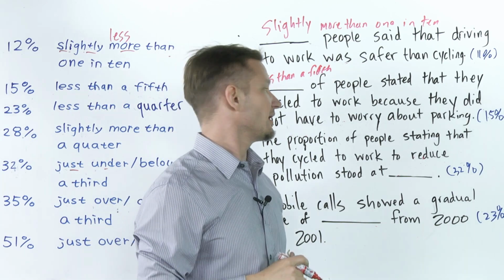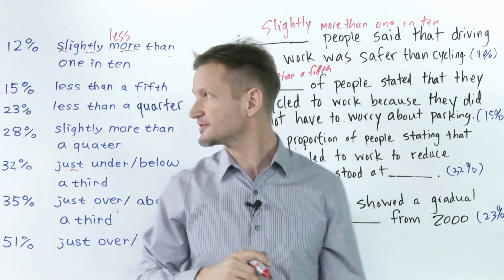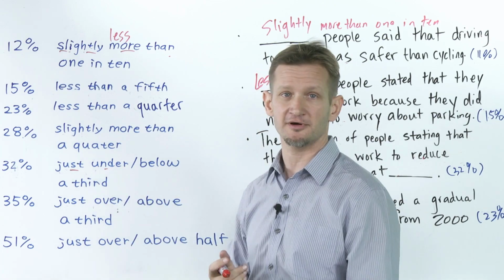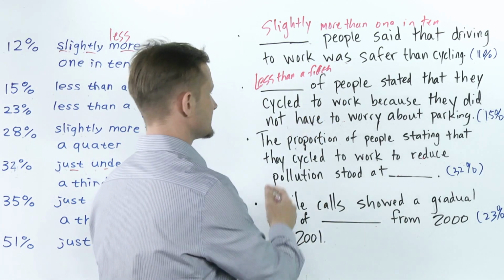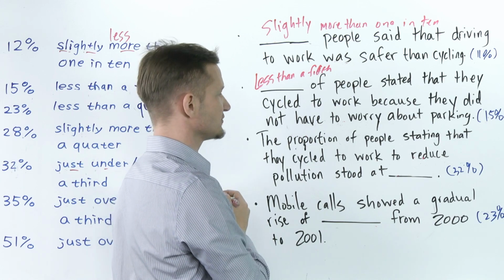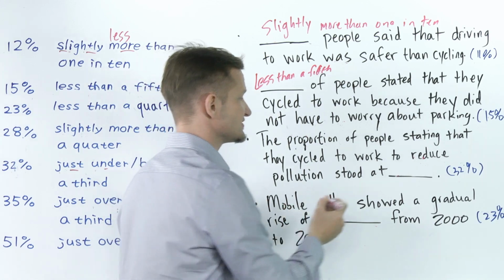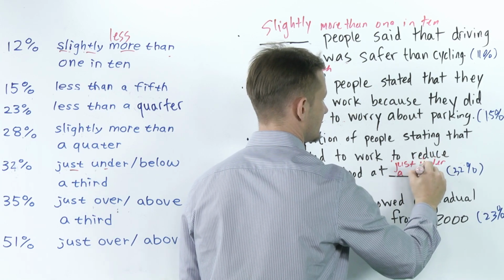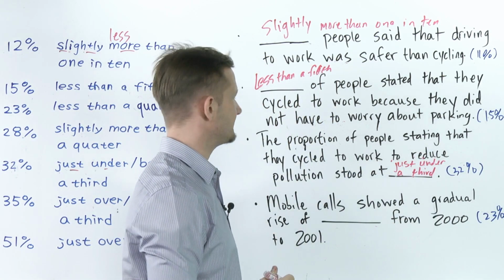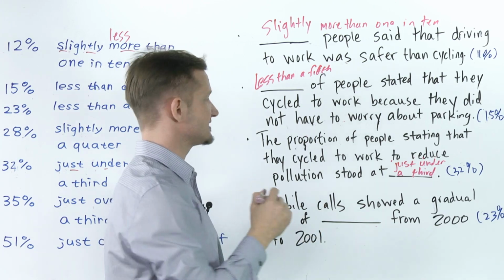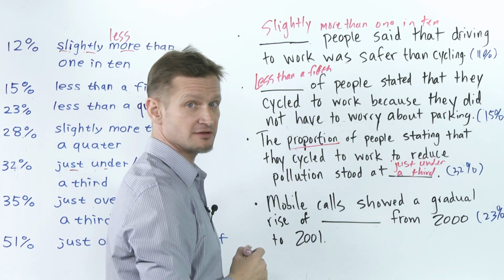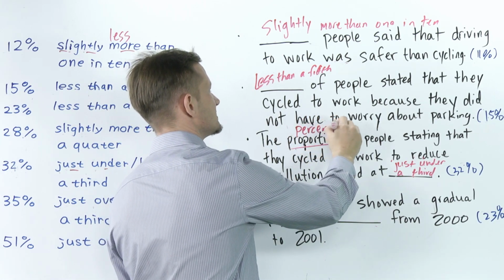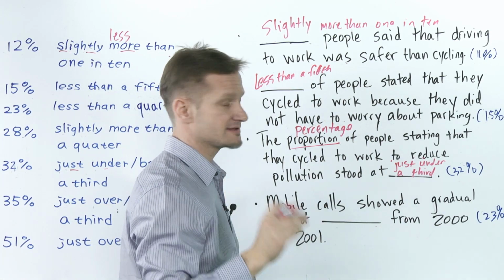Number 3. We're looking for something that means 32%, okay? So we could just say just under a third or just below a third. Both of those will work well. So we say the proportion of people stating that they cycled to work to reduce pollution stood at just under a third. Okay, that's great. Now, one thing to note about this sentence. Here we say proportion, and that's a great word. But you can also say percentage. The percentage of people. Great.